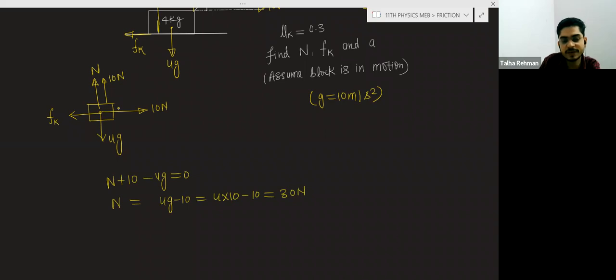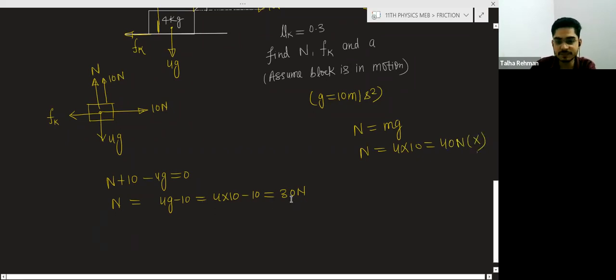What is the normal reaction? 30 newton. This time the normal reaction is not equal to mg. If you say that the normal reaction is equal to mg, then what is m? M is 4, g is 10. For that, the normal reaction should be 40 newton. That is wrong. Here, the normal reaction will be this.